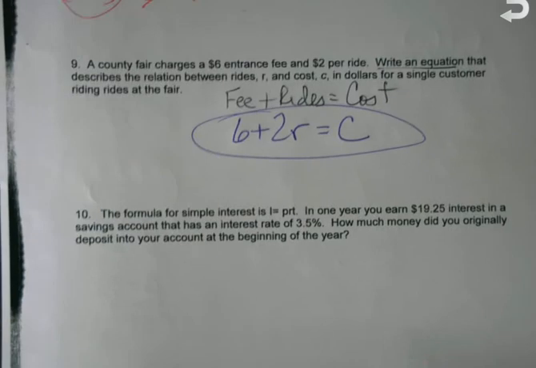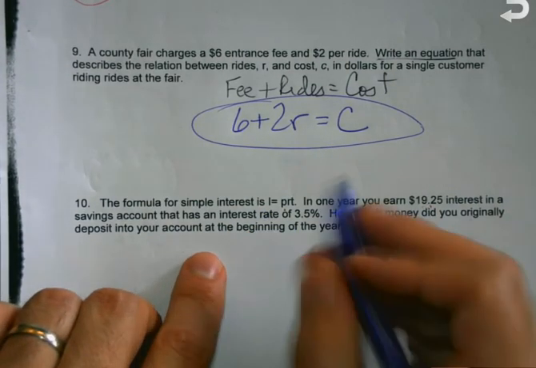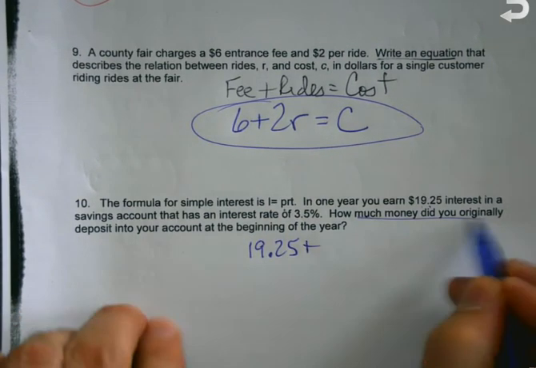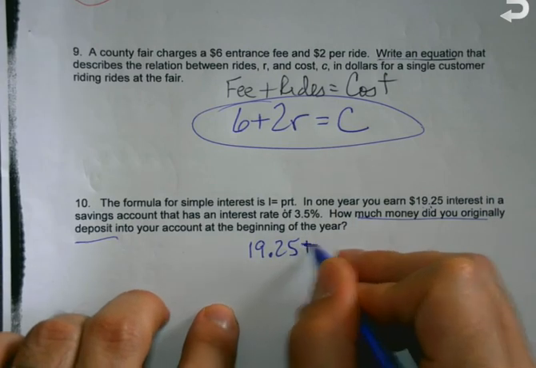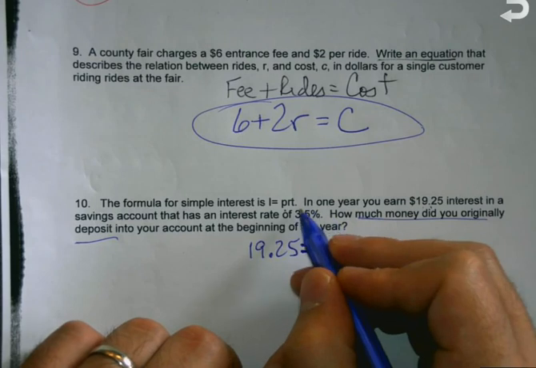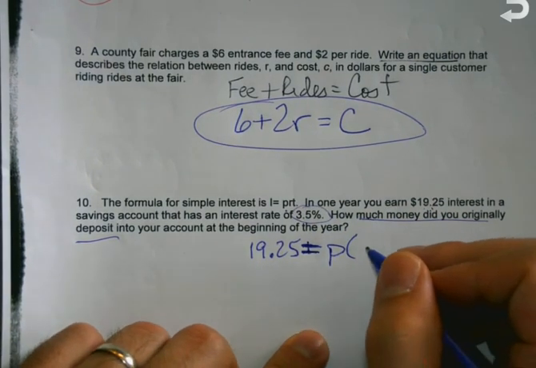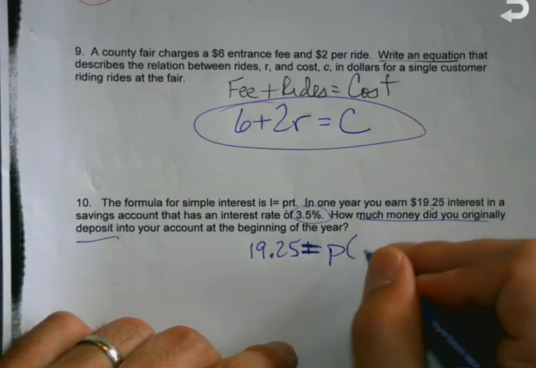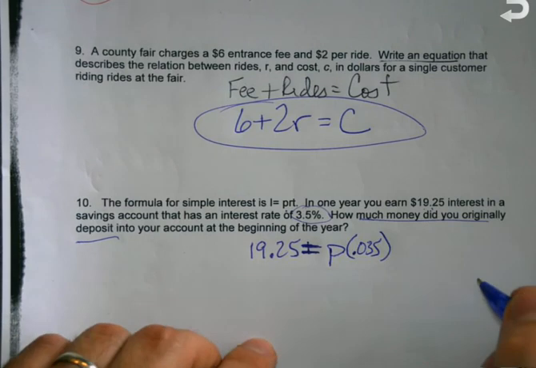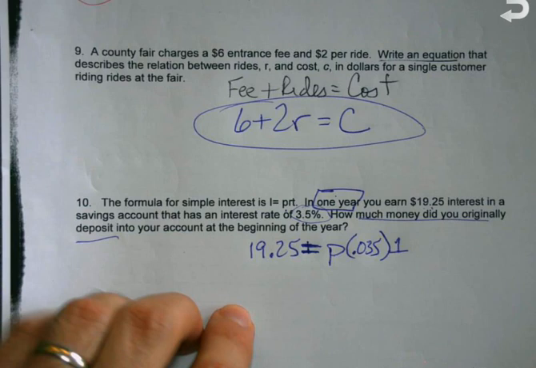And then the last one's simply going to be, can you plug in? Give you the formula. I earned $19.25 in interest. That's my I. How much money did I originally deposit? So that's going to be my P. So $19.25 equals, I don't know P. How do I write my interest rate as a decimal? How do we do 3.5% as a decimal? Yeah, 0.035. Or I can divide it by 100 if I'm not sure. And then it says in 1 year. So my time is 1.